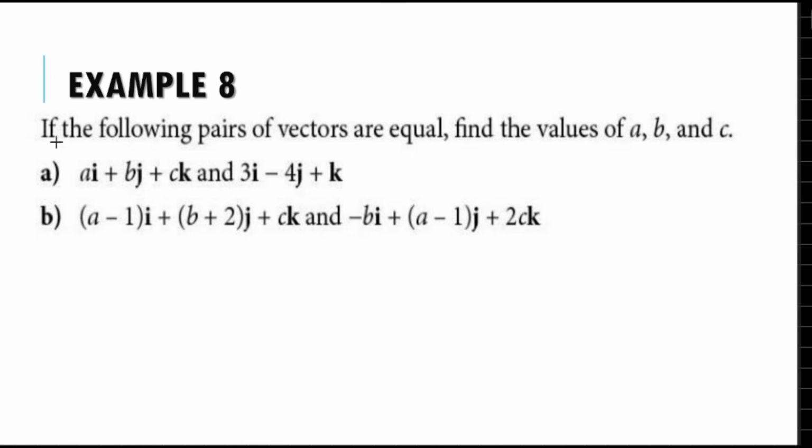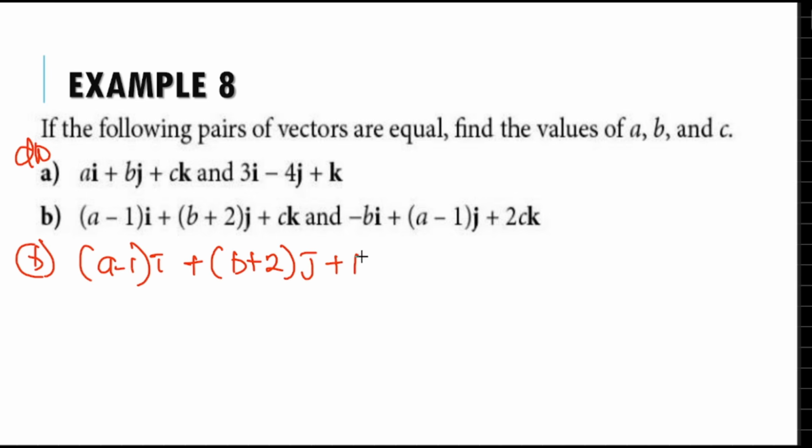Right guys, so example 8: if the following pairs of vectors are equal, find the values of a, b, and c. So we can use equality in solving problems. I'm going to be doing only one, so solve the first one as classwork. Let's do B. If they are equal, then we have (a minus 1)i plus (b minus 2)j plus ck will be equal to minus bi plus (a minus 1)j plus 2ck.